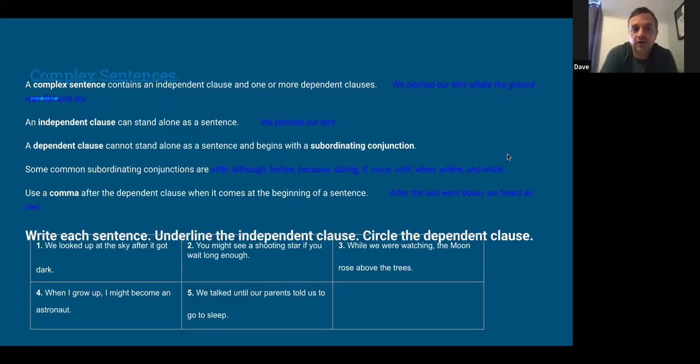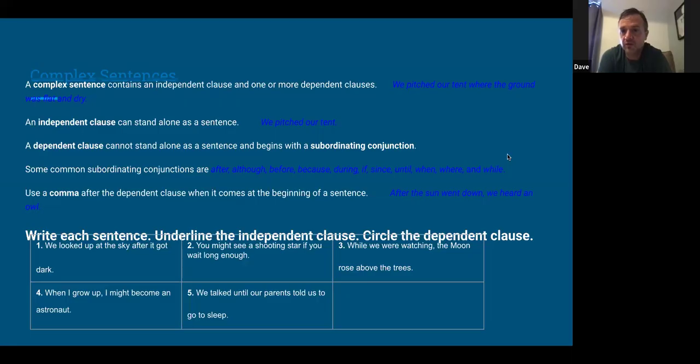Today we're going to work on complex sentences. A complex sentence contains an independent clause and one or more dependent clauses. An independent clause can stand alone as a sentence. A dependent clause cannot stand alone as a sentence and begins with a subordinate conjunction.